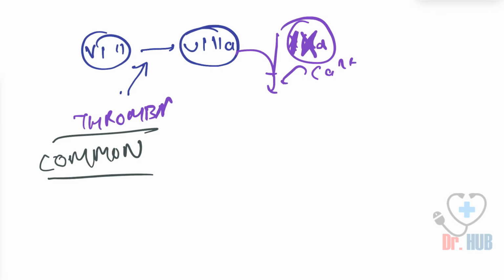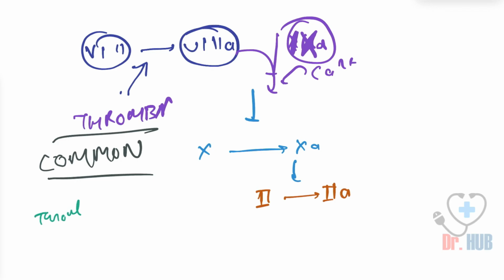So what happens in the common pathway? In the common pathway, everything joins and enters, and this is nothing but 10. So 10 is converted to 10A. After the 10A, the 10A goes and acts on the 2. So 2 is converted to 2A. On the other hand, there is thrombin. Thrombin helps in the conversion of 5 to 5A. So this is what the thrombin does.